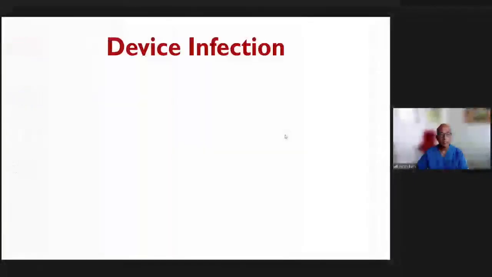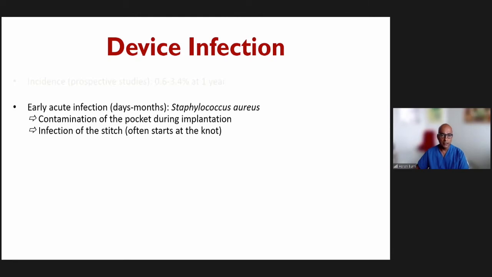So just a bit of background on device infections. The incidence varies from 0.6 to 3.4% at 1 year, depending on different prospective studies. There are different types of infection. There's an acute infection, which follows days or months after the device implantation, usually due to Staphylococcus aureus and due to the contamination of the pocket during the implantation.